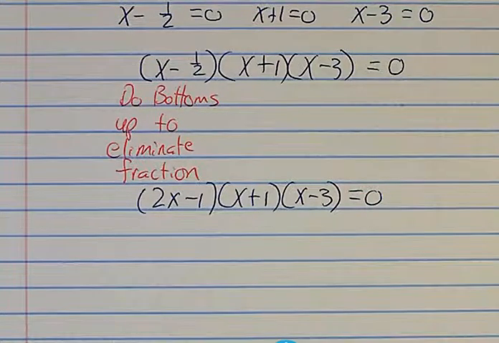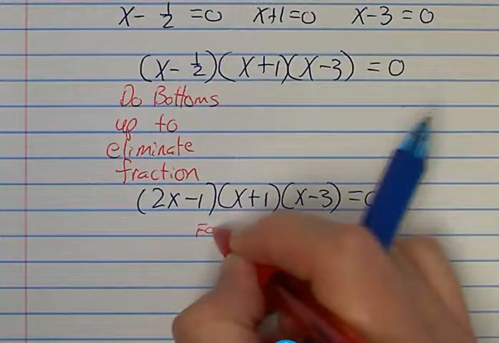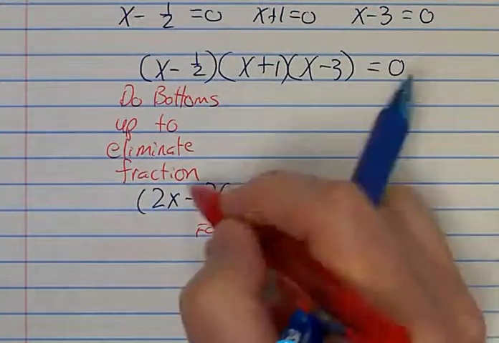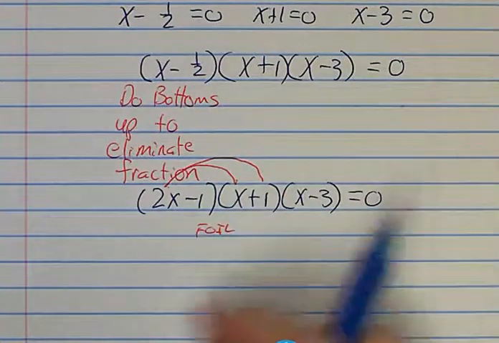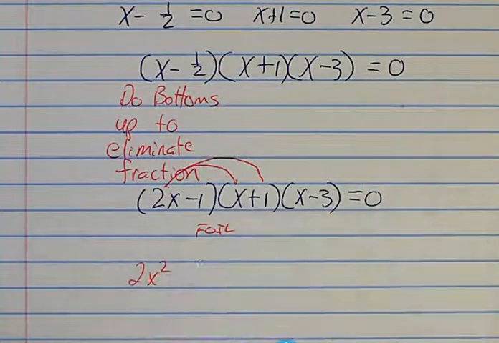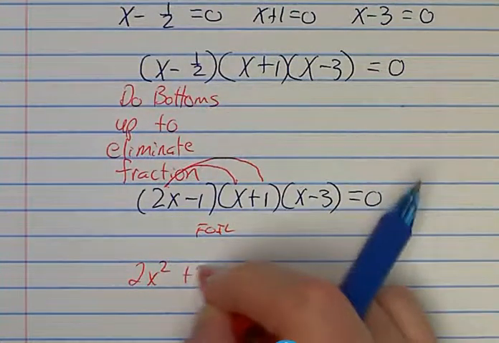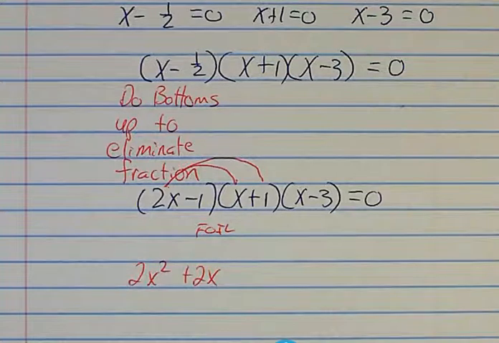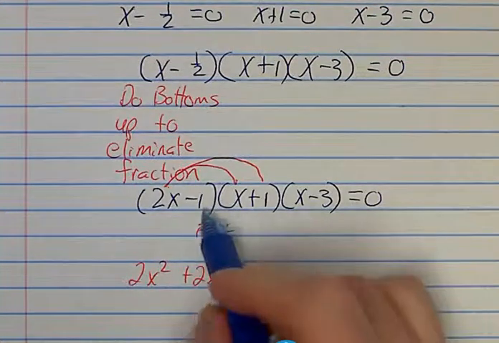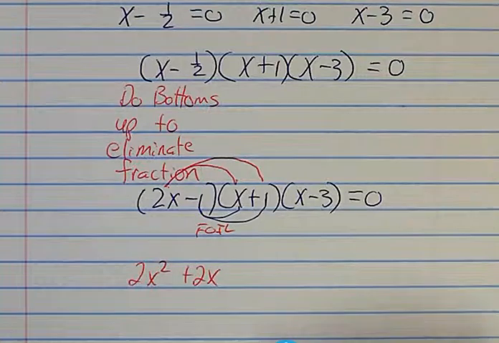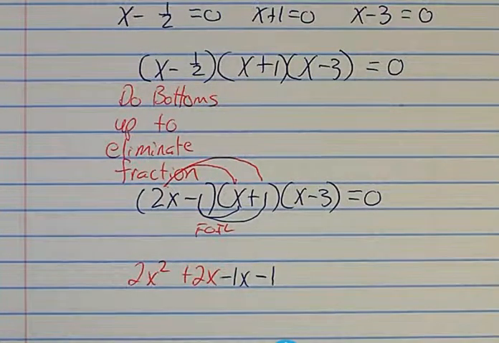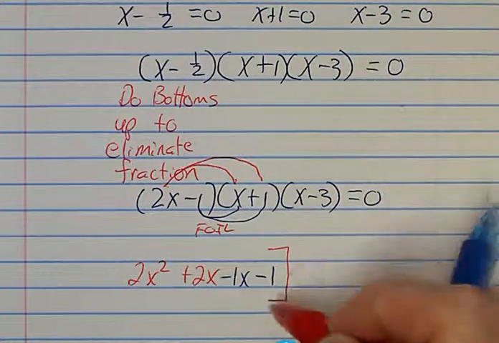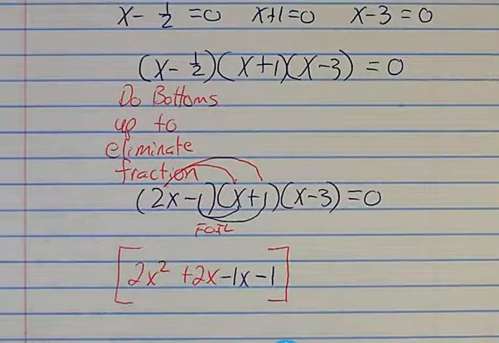Okay, so now that we've got rid of the fractions, let's do the full method. And we just take the first 2 in line and multiply those together. So we've got 2x times x, and then 2x times 1, so that's going to be 2x squared plus 2x. And we've got -1 times x, and then -1 times 1, so it's a -1x minus 1. And we're doing the full method there, so we'll just kind of block that one off.